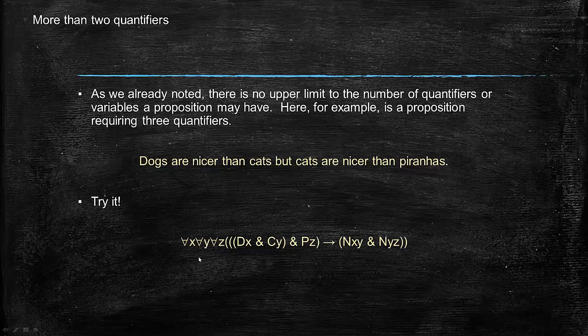And so what this says is for all x, and for all y, and for all z, if x is a dog, and y is a cat, and z is a piranha, then x is nicer than y, and y is nicer than z. So there's just a little bookkeeping here. We have to know that the x in this case is a dog, that the y is a cat, and the z is a piranha.